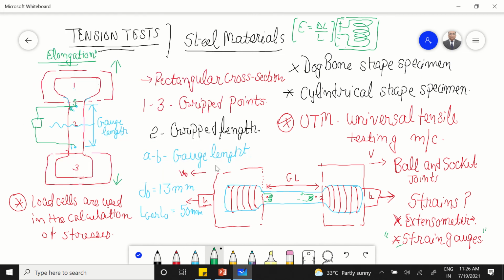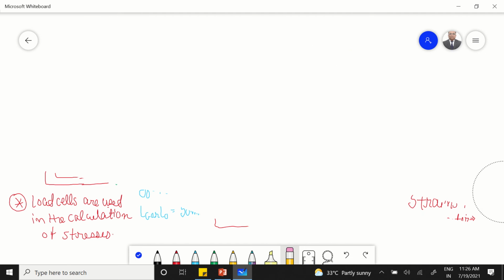Okay, so now let us see what we have got here. We have got load from here. We have got either elongation using the extensometer, or strain using the strain gauges. Now the next thing is to calculate the stress and strain on the basis of these values. So how are we going to do that?